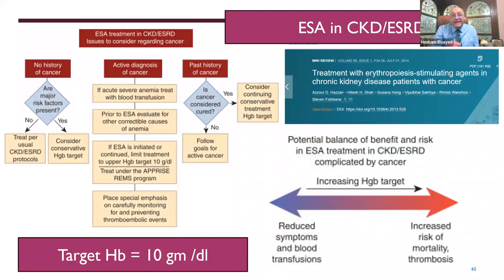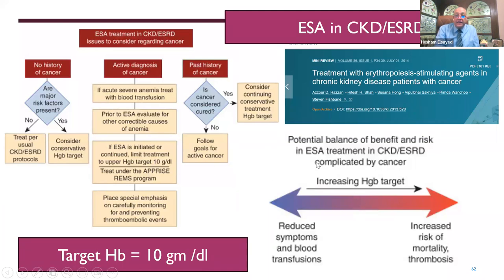While in patients with CKD who have malignancy and anemia, we can follow this flow chart. If the patient has no history of cancer, proceed regularly. But if the patient develops cancer, it depends on the hemoglobin level. If there is a sharp drop of hemoglobin, give a blood transfusion prior to ESA evaluation. But if the cancer is considered cured, consider continuing. If not cured, follow goals for active cancer.